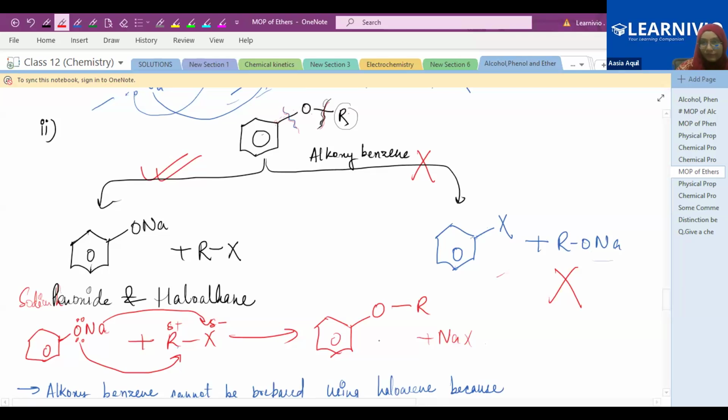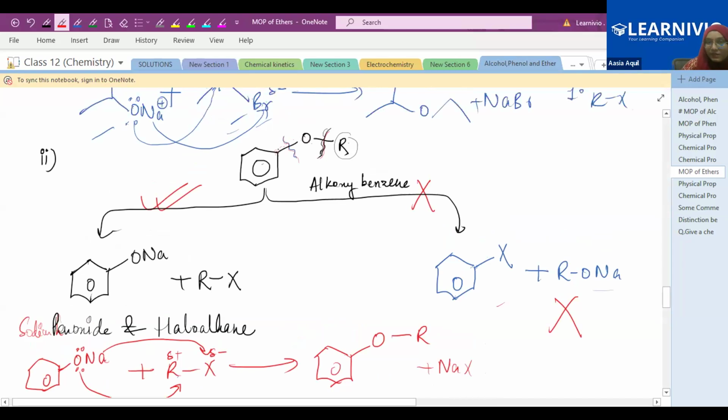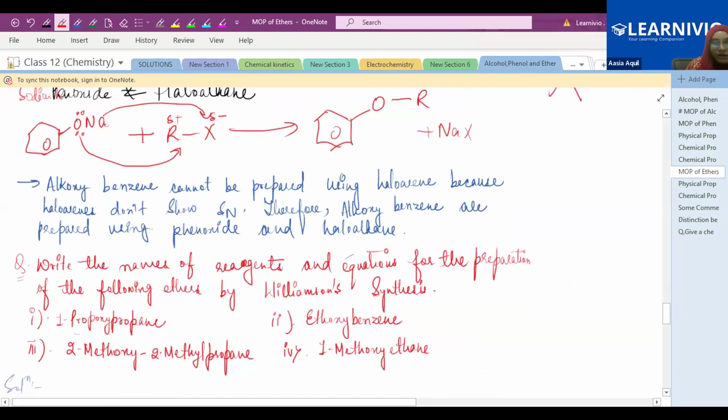Yes, ma'am. Okay, so the second one is not possible. Every time I ask whether it is possible to break this bond, the answer is no, it is not possible. If there is any electronegative element on this oxygen, it will always be involved in resonance. If it is always involved in resonance, there will be a partial double bond character, and it is very difficult to break this. So alkoxybenzene cannot be prepared using haloarenes. Why? Because haloarenes don't show nucleophilic substitution reactions.